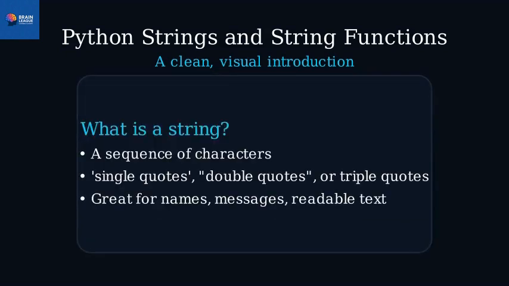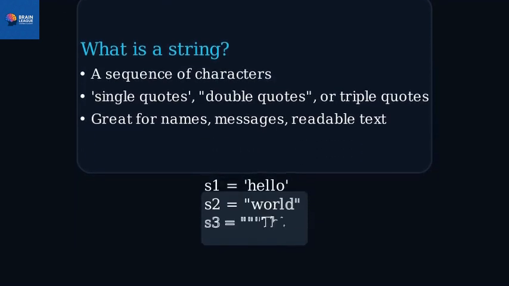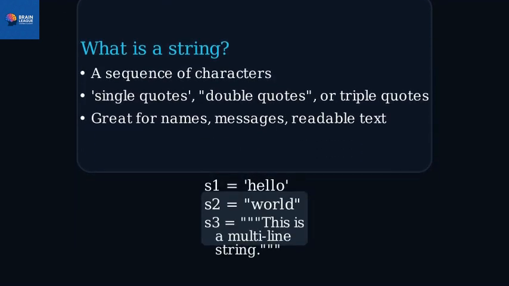In Python, a string is a sequence of characters. You can write it with single quotes, double quotes, or triple quotes for multi-line text. Strings are text, so they are perfect for names, messages, or any human-readable information.